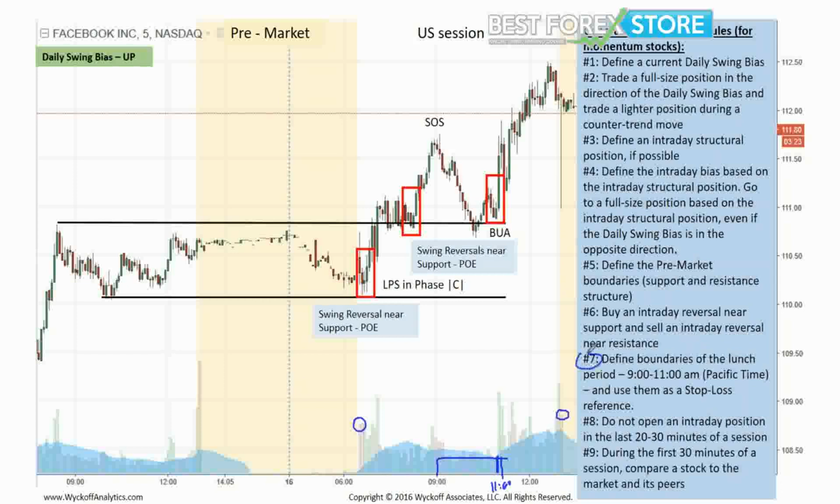My preference is just not to initiate a lot of positions and to not even trade that time period at all. You could see how all of these signals right here are either before 9 or after 11. And during the last 20-30 minutes of the session, I try not to open any positions.